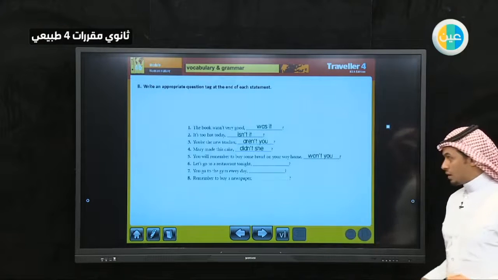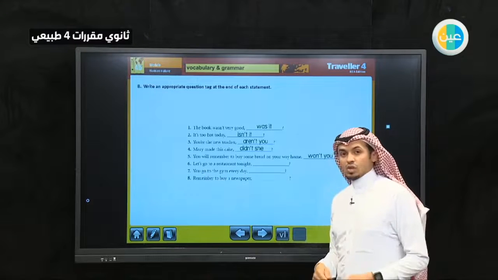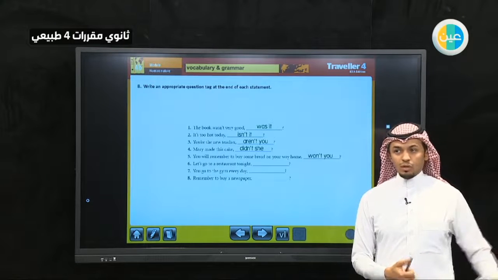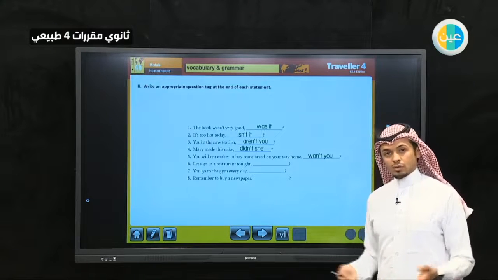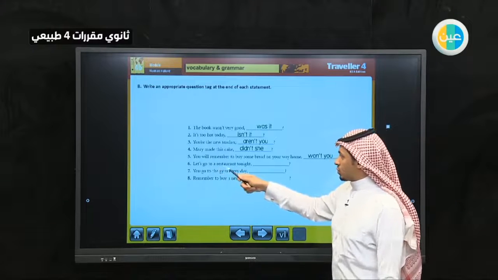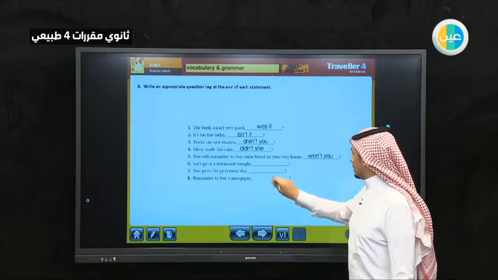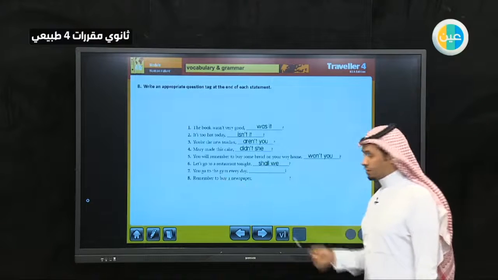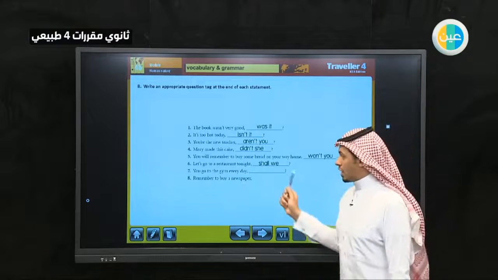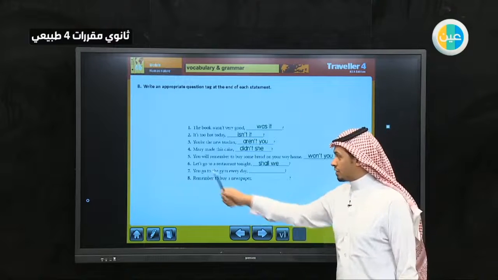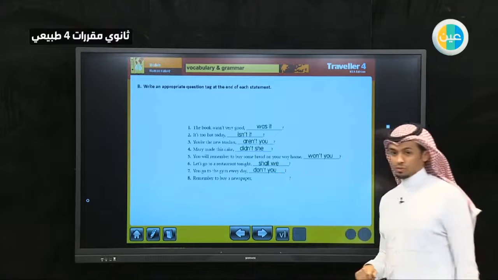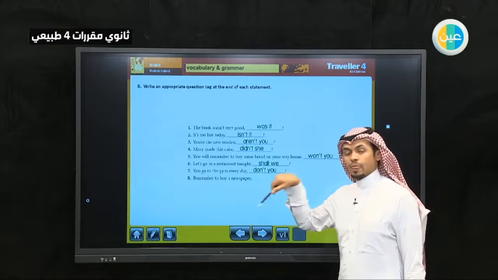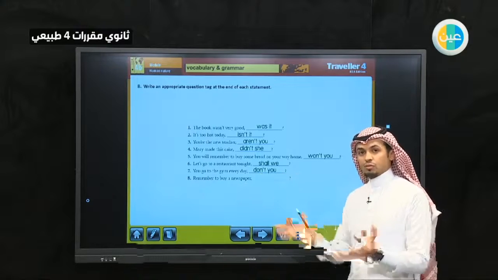Number six, let's. When we have let's, the question tag that we use with it is shall. Let's go playing. Shall we? Let's go have dinner. Shall we? Let's go to a restaurant tonight. Shall we? You go to the gym every day. We don't have an auxiliary verb. We have only the main verb. So I say, don't you? We use do with the main verb if it is the base form or the infinitive form.